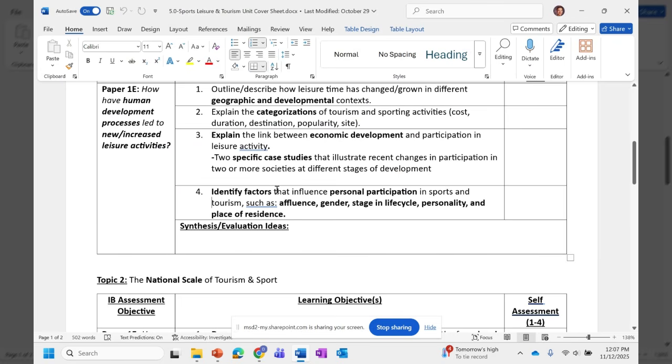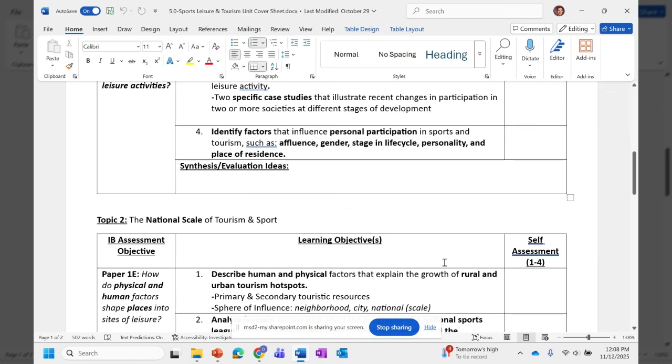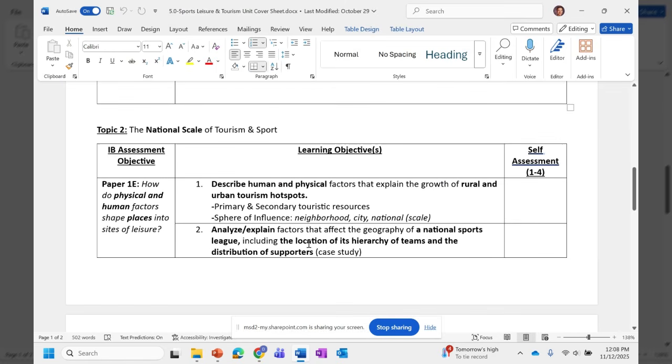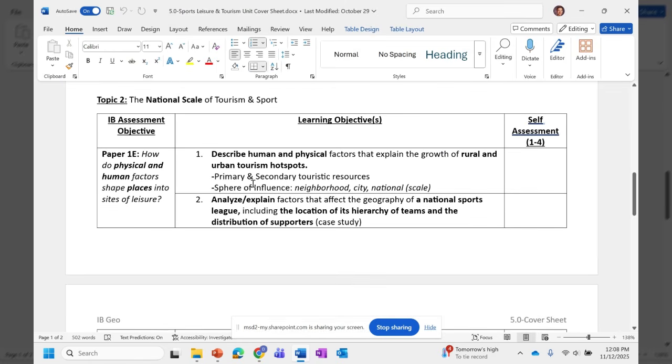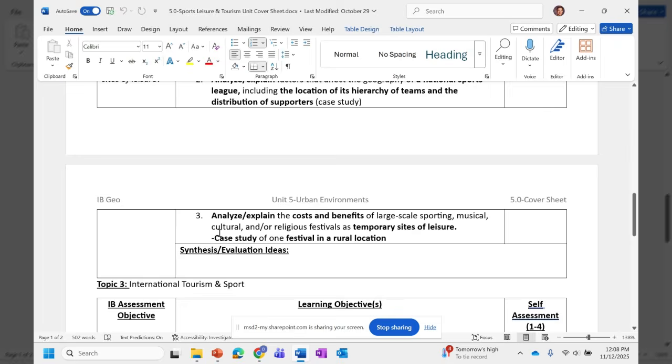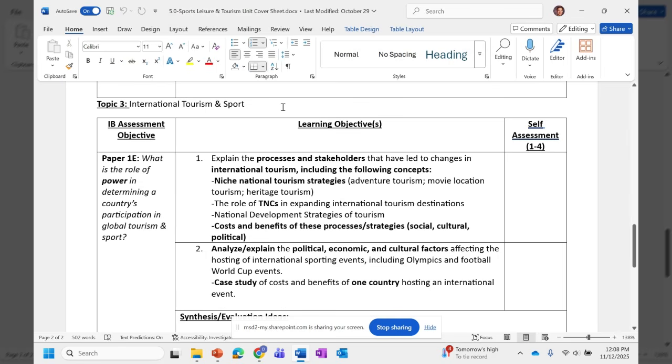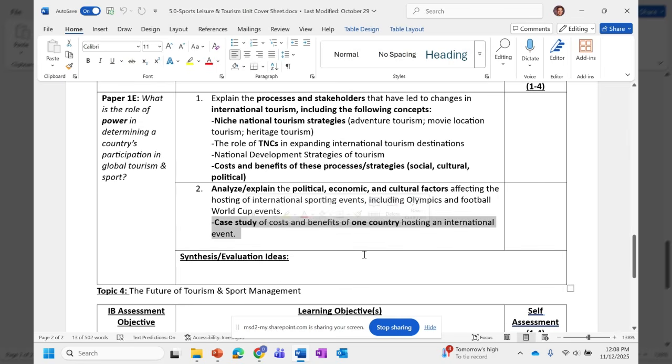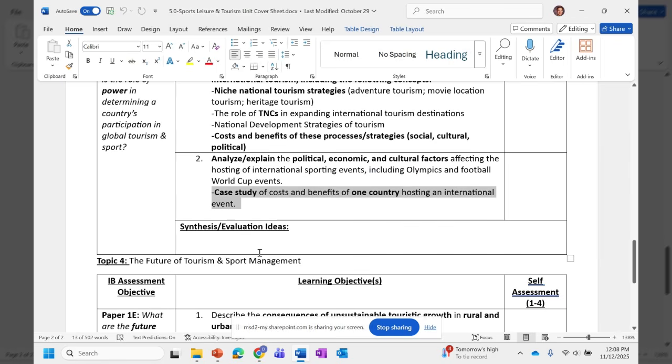The big ones were affluence, gender, stage in life cycle, personality traits, and place of residence, or how far away you are from something. National tourism and sport we talked about, with primary and secondary spheres of influence and national sports leagues. For one festival in a rural location, we did Burning Man. International tourism had a big focus on the 2012 London Olympics. If you did that assignment, you should be in good shape for that.